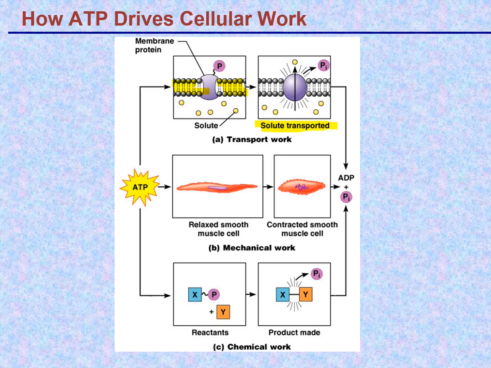ATP can also be used as a source of energy for contraction of muscle tissue, or it can be used as a source of energy to break bonds in biochemical reactions. So transport, mechanical, chemical, it's a currency of energy for the cell. And that is the end of Unit 2, Part 2 on biochemistry.